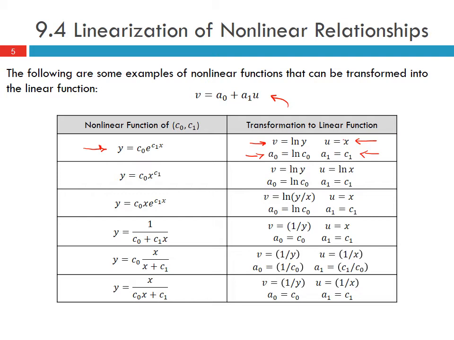Another example is a power function, where y is equal to c0 times x to the power of c1, and these other functions as shown here. All of these we can linearize into this form, v is equal to a0 plus a1u, and then we can use our techniques for linear regression to find our coefficients a0 and a1. Then we can use these relationships to transform back to the coefficients in the original equation, which in this case are labeled c0 and c1.